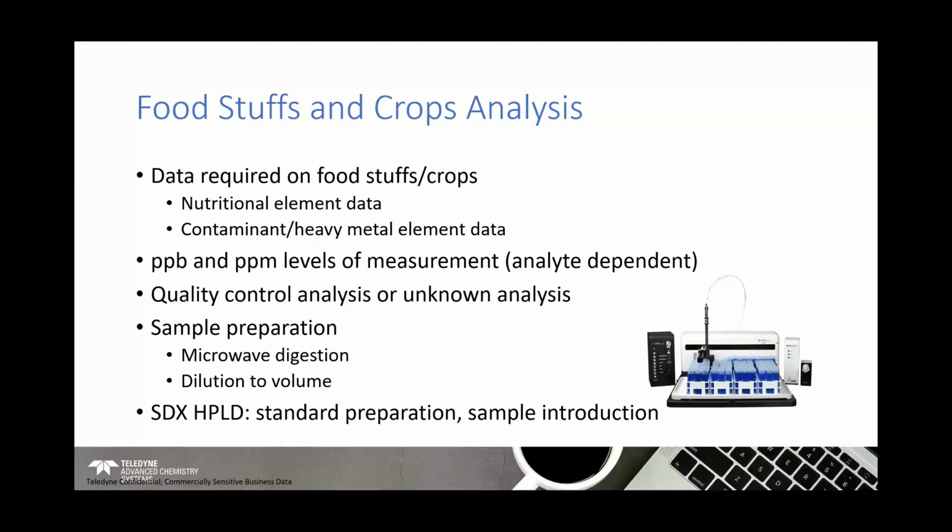You might also, for foodstuffs, find there's quite a mix of levels of concentration for analytes you might be interested in. So for some analytes, selenium is a good example of this, you might be looking at low concentrations, so you might be looking at the ppb level of concentration in terms of sample composition. And then for elements such as calcium, you might be looking at much higher levels, so the ppm level of concentration. So it's going to be analyte dependent, it's going to be sample dependent.